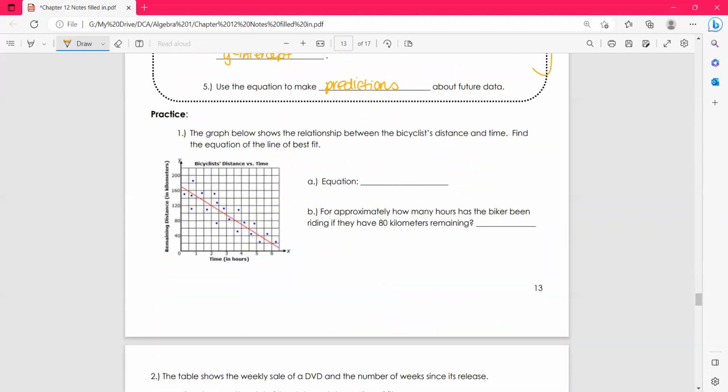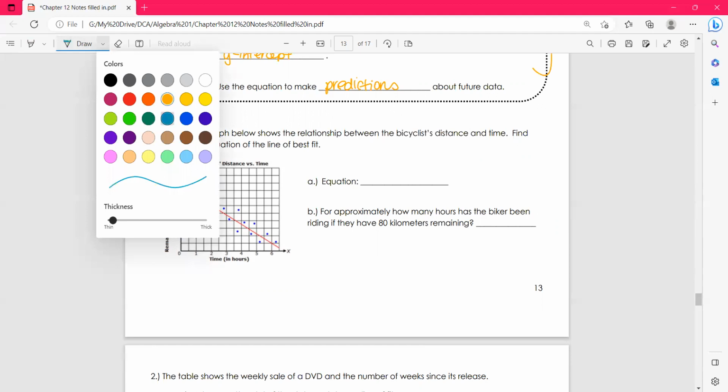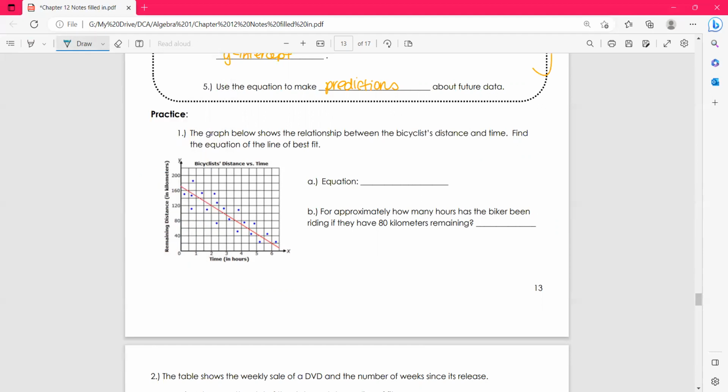So let's practice. The graph below shows the relationship between the bicyclist distance and time. Find the equation of the line of best fit. Okay, so you can see we already have the trend line drawn in there in red. What we need to do is now write the equation. Okay, so let's first find the slope. Again, they don't need to be actual points on the line. We can just find them. So what I want to do is I'm going to pick this point and this point because it seems like they're very close there. So I'm going to just do rise over run.